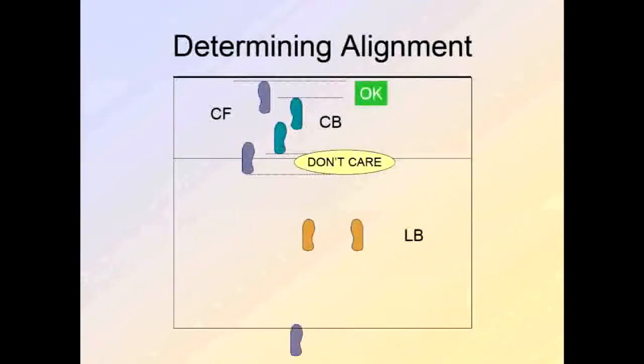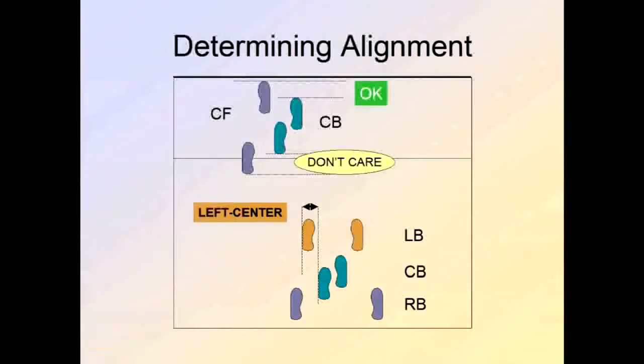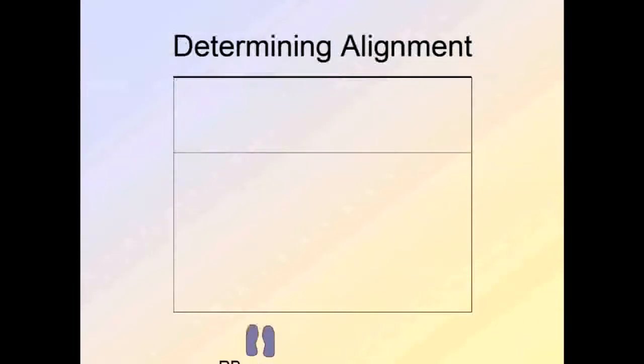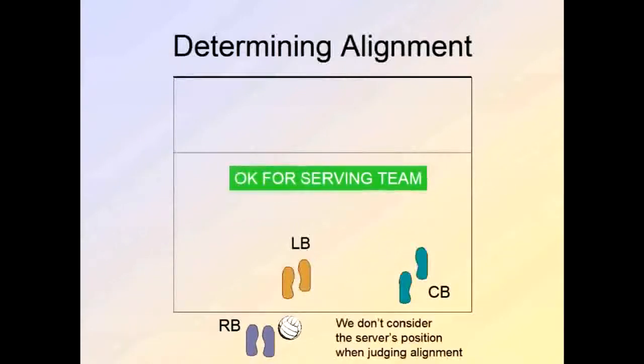Where it gets complicated is when you have the left back, the center back, and the right back, all corresponding players in the same row. You want to ensure that the left back is closer to the left sideline, the center back is in the middle, and the right back has a foot that's closer to the right boundary. So look at the foot position of the left back, the center back, and the right back. Again, as we discussed earlier, the right back position is usually the server's position, and we do not consider that when we're judging an alignment.